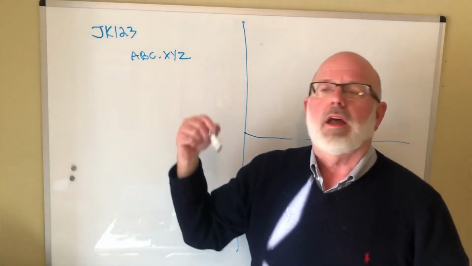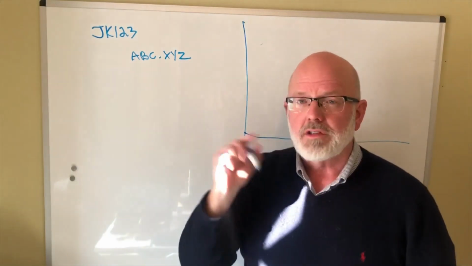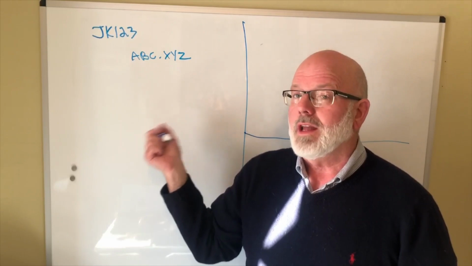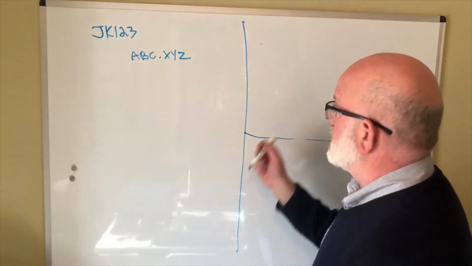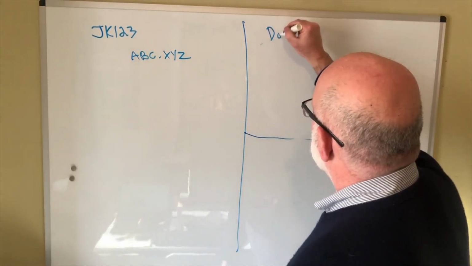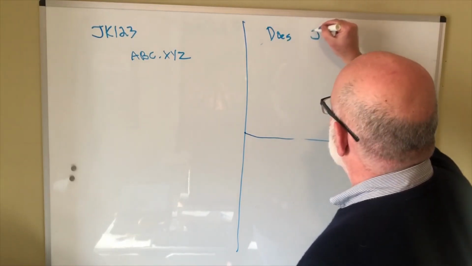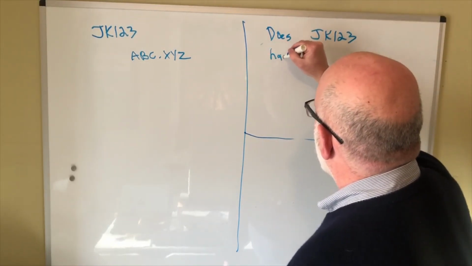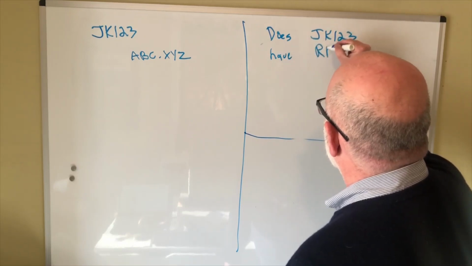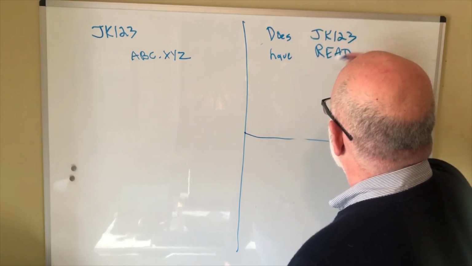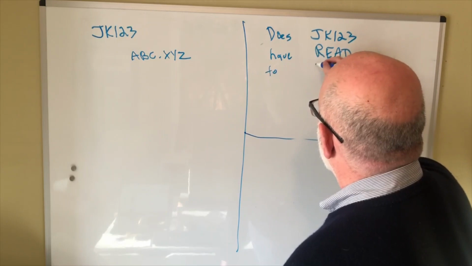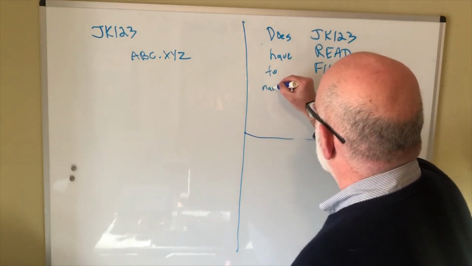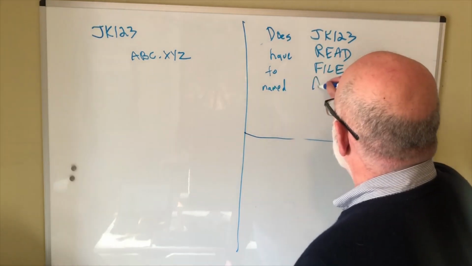So I go into the editor, I try to browse this file, and the first thing z has to figure out is, am I allowed to look at it? So it asks RACF the question, does JK123 have read access to a file named abc.xyz?